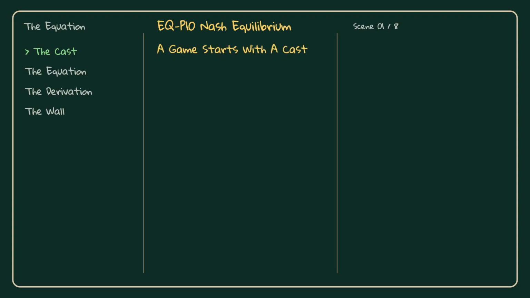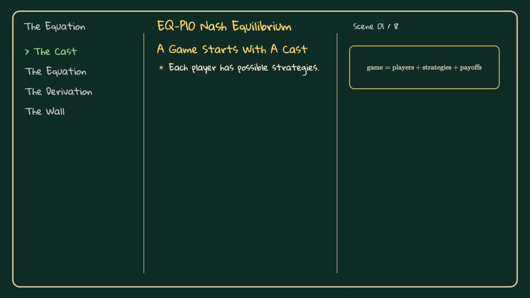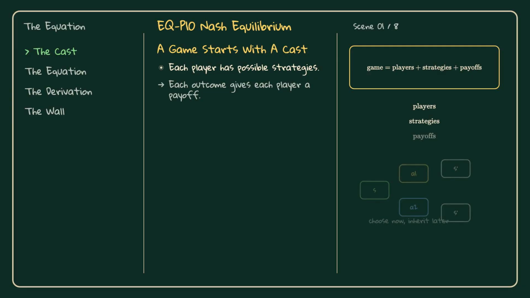A game starts with a cast. There are players, there are strategies, there are payoffs. A player is a decision maker. It can be a person, it can be a firm, it can be a country, it can be a trader, it can be an algorithm, it can be a committee. A strategy is a full plan for what that player can do. A payoff is what the player gets after all choices meet. That last phrase matters. The payoff comes after choices meet.